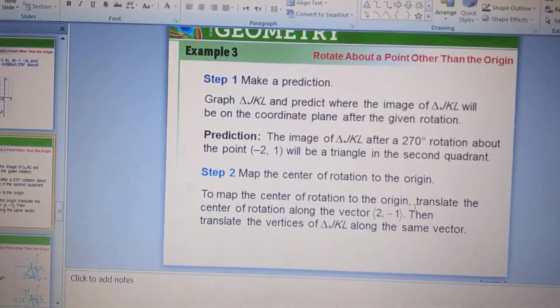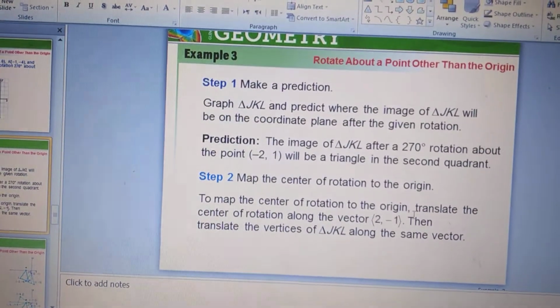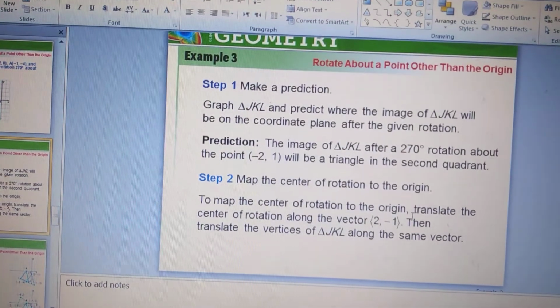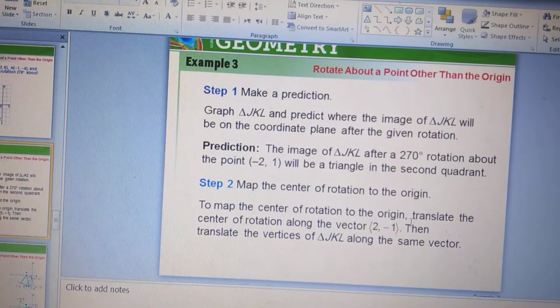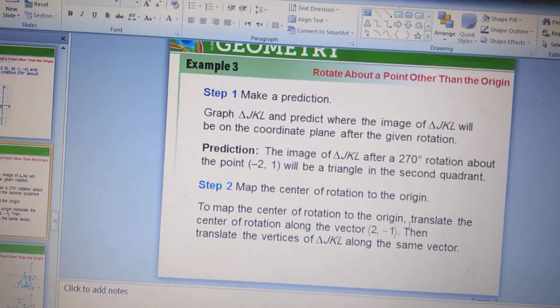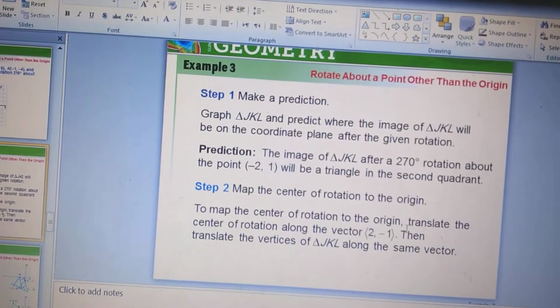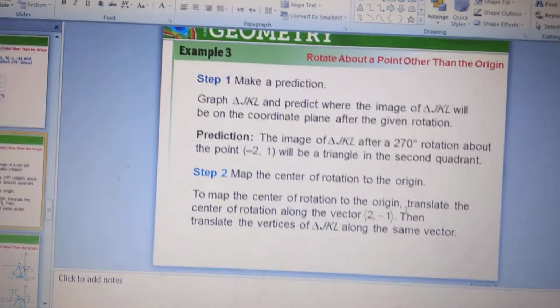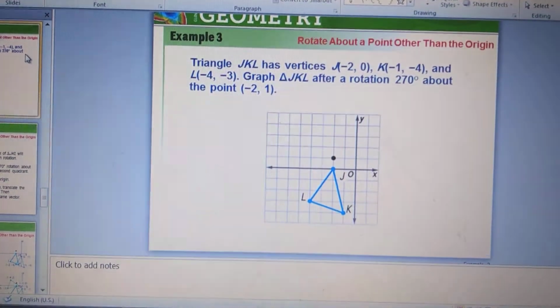When I turn the figure, I guess it will be in the second or third or fourth quadrant. If my triangle is in the first quadrant, when I turn it, I think it will be in the second quadrant or in the fourth quadrant, depending on the direction, if I rotate clockwise or counterclockwise. Let us take this example.